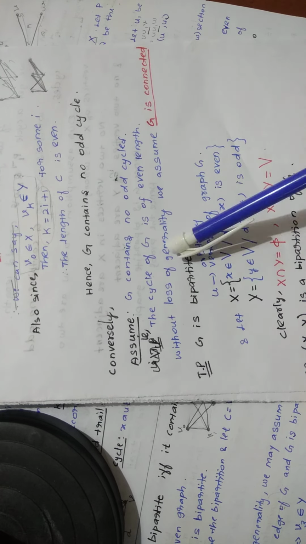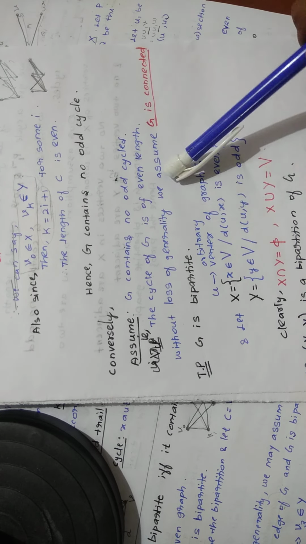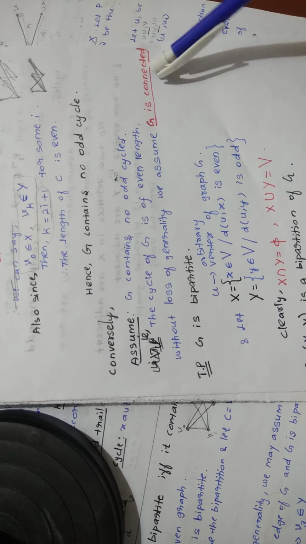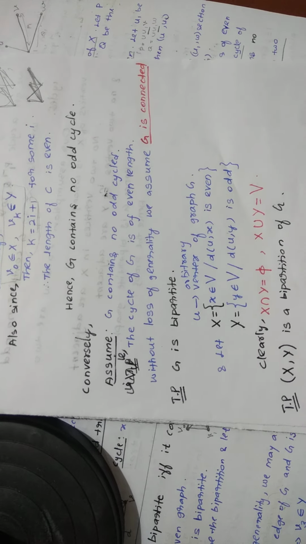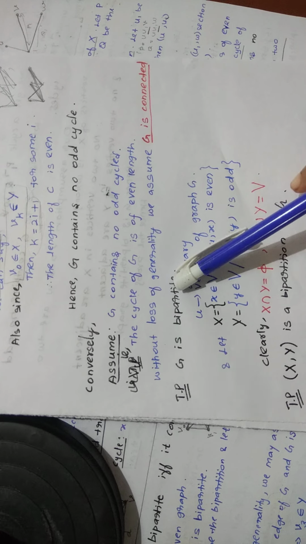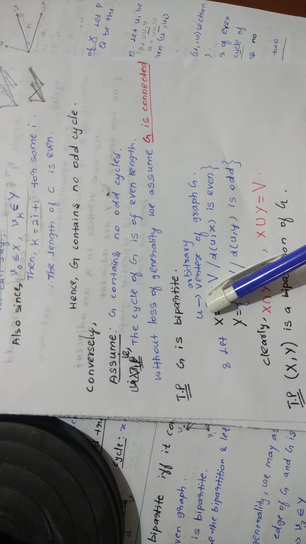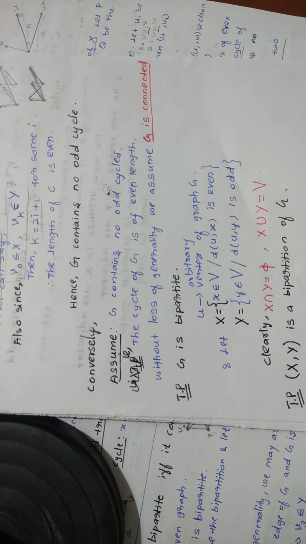Here, without loss of generality, we are assuming one more thing, that is we are assuming G is connected. So here we are going to prove that G is bipartite. To prove this, first we consider an arbitrary vertex u of graph G, that means any one of the vertices from the graph G.